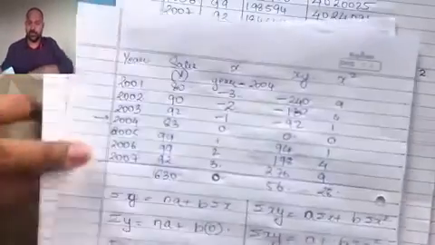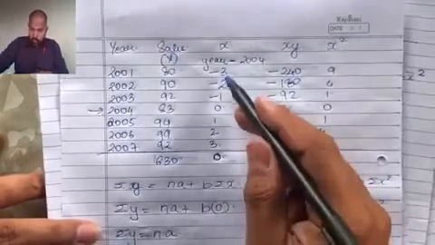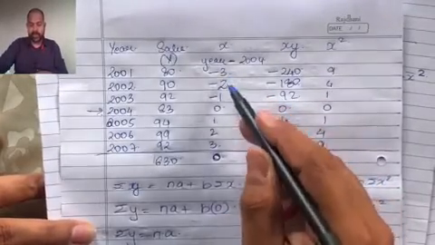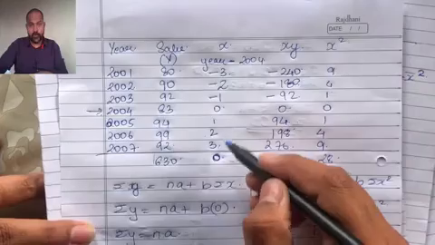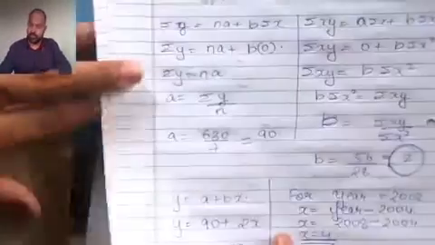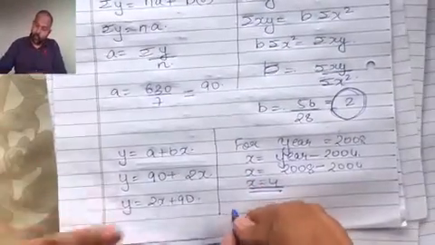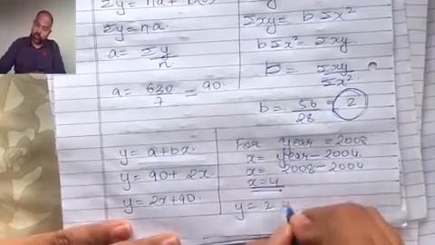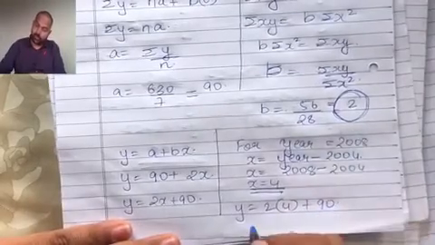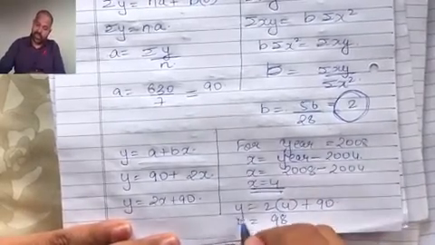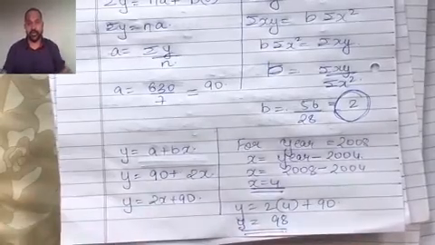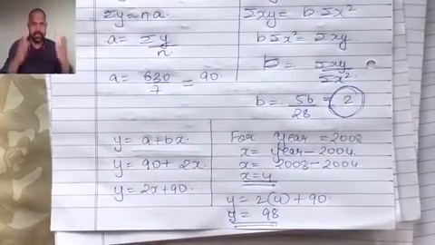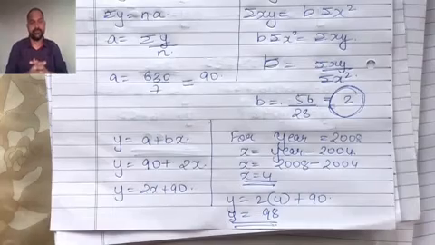Common sense, no? Do you notice it's increasing by 1? Minus 3, minus 2, minus 1, 0, 1, 2, 3. The next year will be 4. So y is equal to 2 into 4 plus 90, or y is equal to 98 for the year 2008, which is again the same answer.